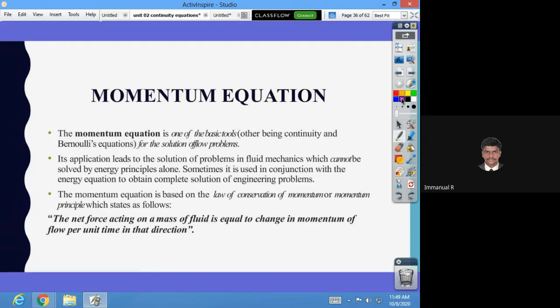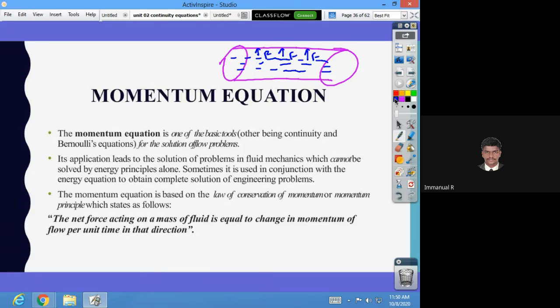I have one pipe, and inside the pipe I have water flow. If I want to know how much force will be exerted due to this water flow along the walls of the pipe, how much force will be exerted along the walls of the pipe? If I want to study this, I will go for the momentum equation.